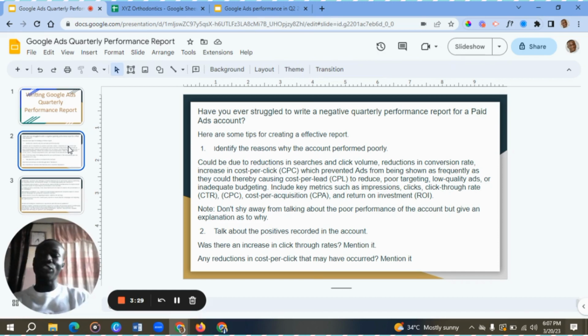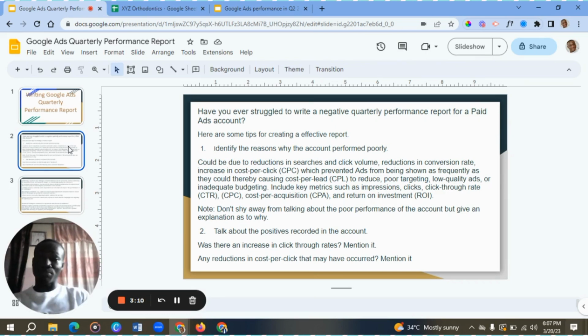So today I'll be focusing on writing negative reports. Most times it's very easy to write positive reports. When the account performs well, it's very easy. You can talk about it, write pages about how it performed well. But when it doesn't perform as much, I found that it's difficult to write such reports.